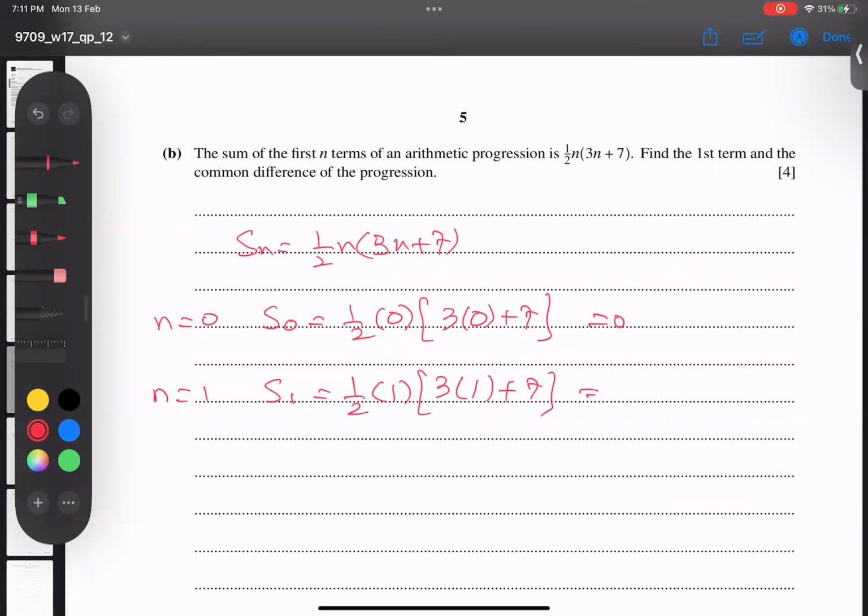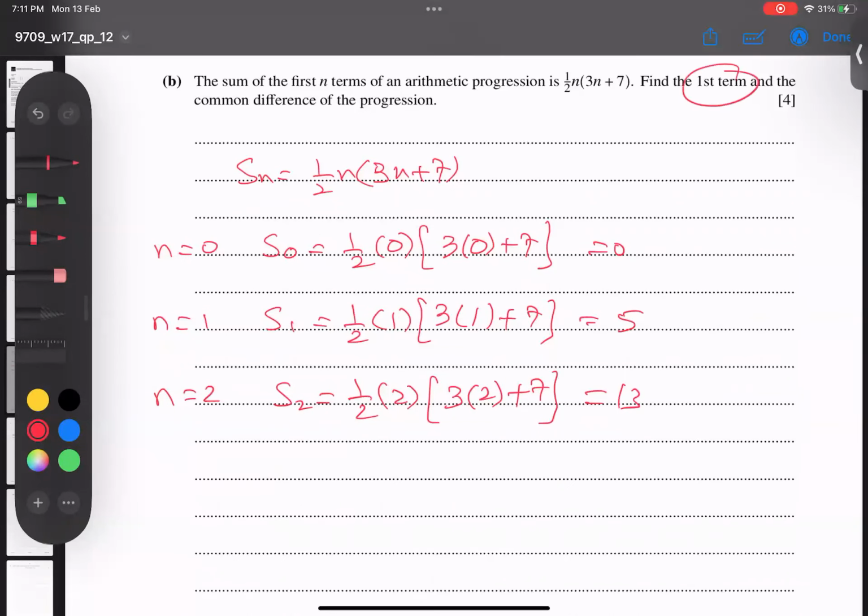So what am I getting here? I got 5. What is the n value 2? I plug in every n by 2. So 3 times 2 plus 7. I got 13. So 13 is the answer.